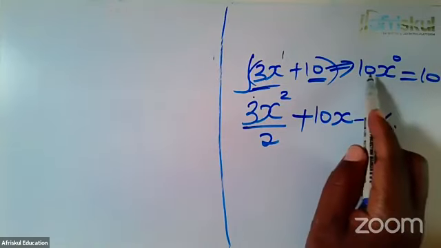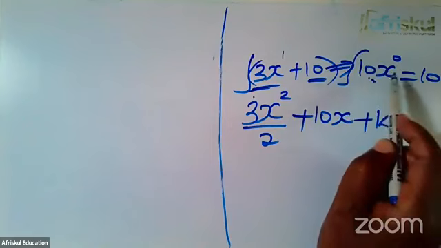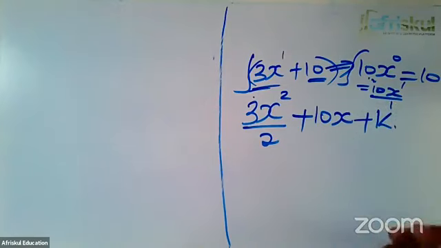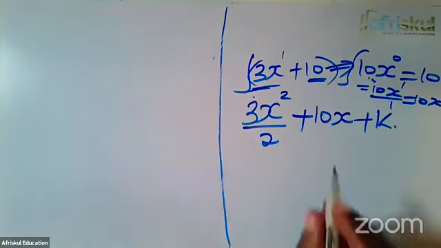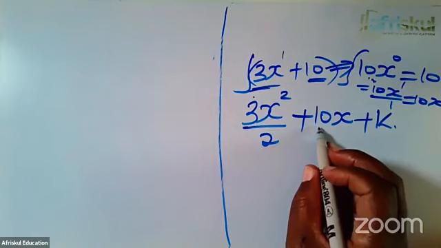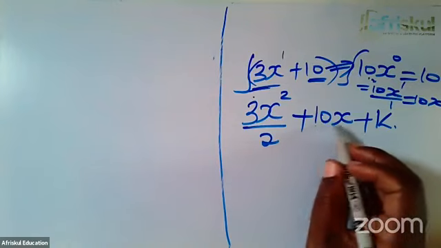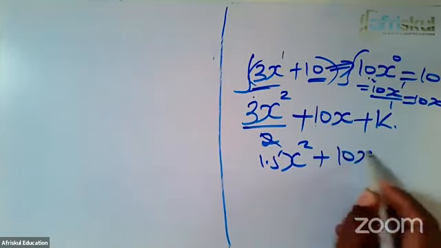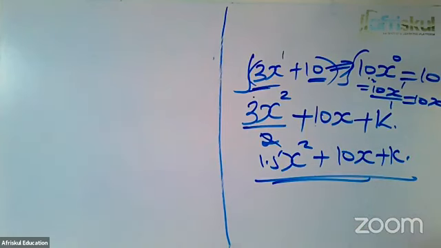So if you want me to integrate this, what I'll do is increase the power by 1, so that we have 10x raised to power 1 all over the new power, which is 1, giving us 10x. The most important thing for you to know is that whenever you have a constant which you are asked to integrate, simply plug in the variable there. So at the end of the day, this will be 1.5x squared plus 10x plus k. Don't forget that k is the constant of integration.